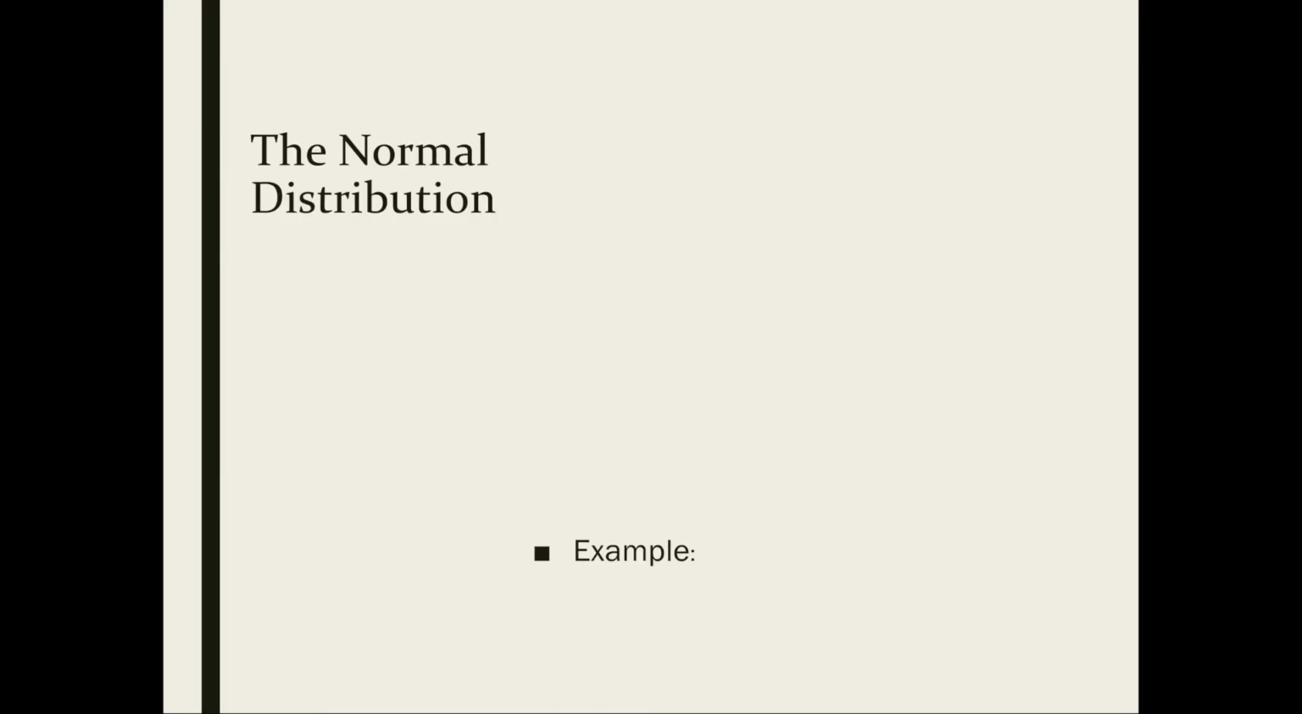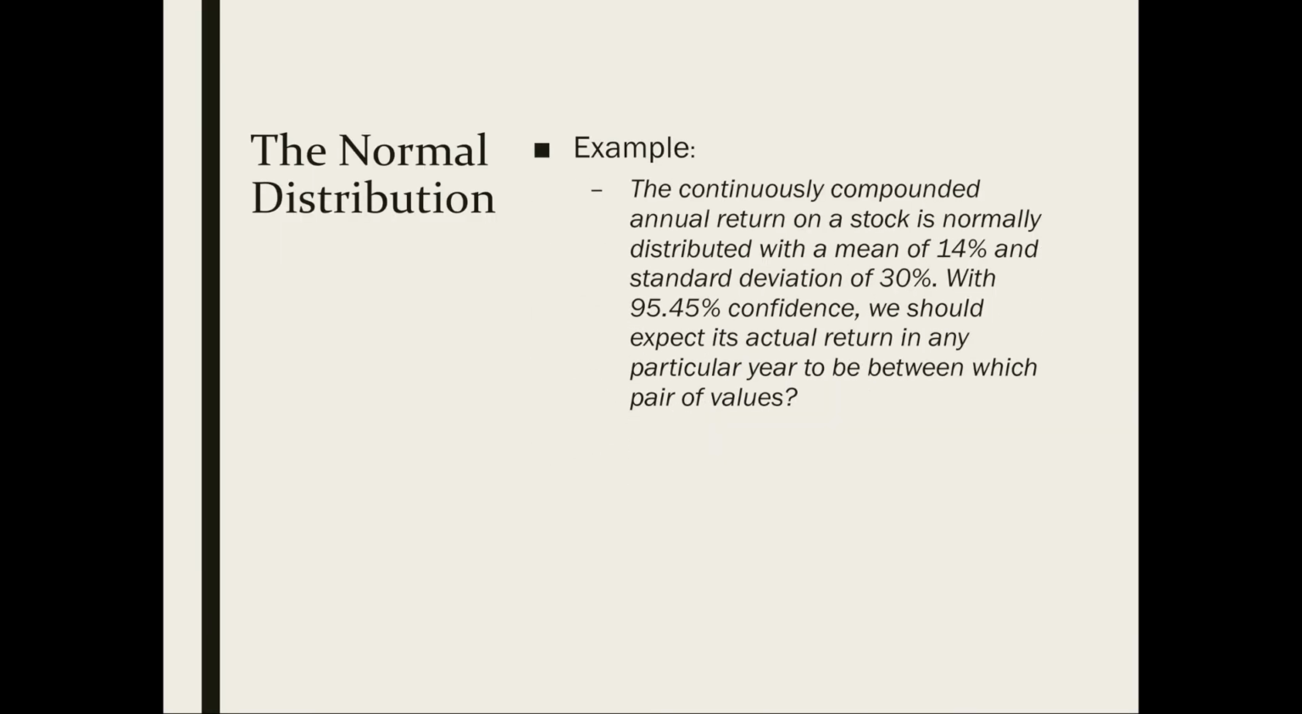So let's take a look at an example here. The continuously compounded annual return on a stock is normally distributed, so we have that bell-shaped distribution. The mean, or the average, is 14%, and the standard deviation is 30%. With 95.45% confidence, we should expect its actual return in any particular year to be between which pair of values? At 95.45% confidence with a normal distribution, that would be plus or minus 2 standard deviations of the mean.